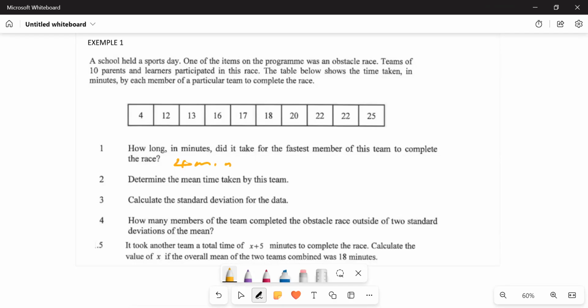Next, they say to determine the mean time taken by this team. This is very important, the mean. Now, we know the mean both using a calculator and not using a calculator. Let's start by not using a calculator. How do you get the mean if you're not going to use the calculator? We're going to say it's 4 plus 12 plus 13 plus 16 plus, and so on and so on.